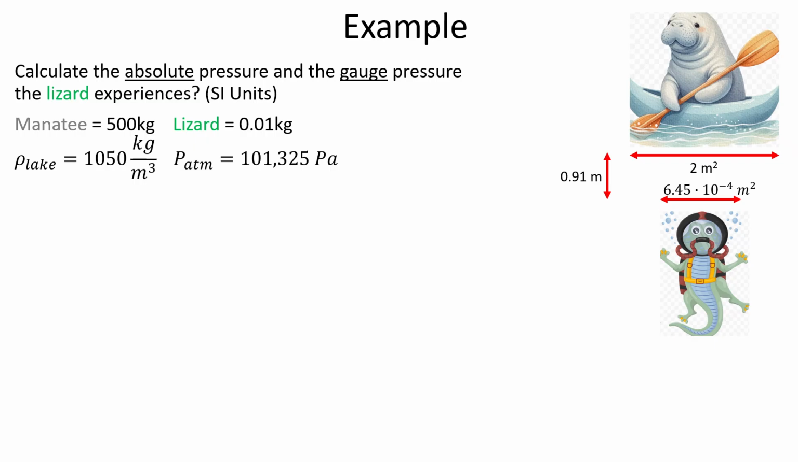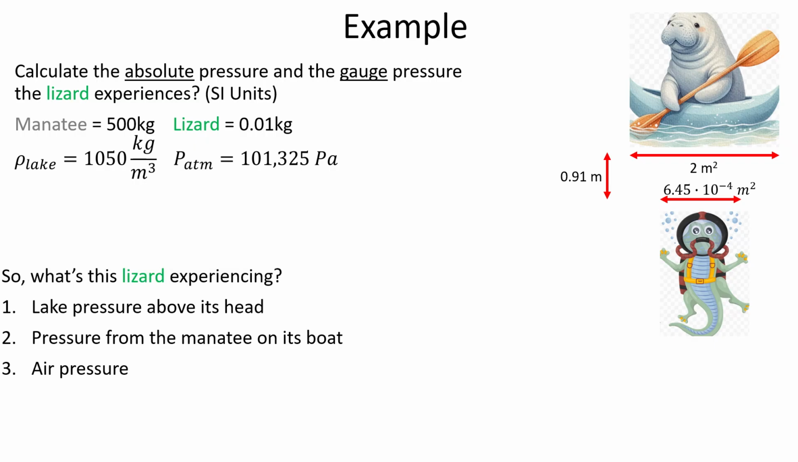All right, to actually do the analysis here, the lizard is experiencing 3 pressures above its head. The lake is exerting a pressure, right? The water, the actual water above the lizard's head. The manatee is exerting pressure, and the air above the manatee is exerting pressure. So there are 3 things above the lizard that are pressing down on it. Okay, so let's look at that. The lake is a fluid, so I'm going to use rho gh. We'll get to that in a second.